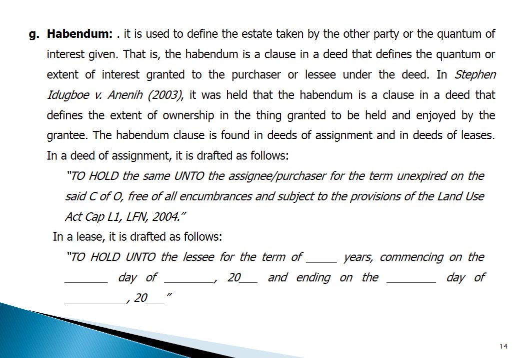The addendum clause is found in deeds of assignment and in deeds of leases. In a deed of assignment, it is drafted as follows: to hold same unto the assignee purchaser for a term unexpired on the said year, free of all encumbrances and subject to the provisions of the Land Use Act Cap L5 LFN 2004. In a lease, it is drafted as follows: to hold unto the lessee for the term of dash years commencing on dash 3 of dash 20 dash ending on dash 3 of dash 20 dash.